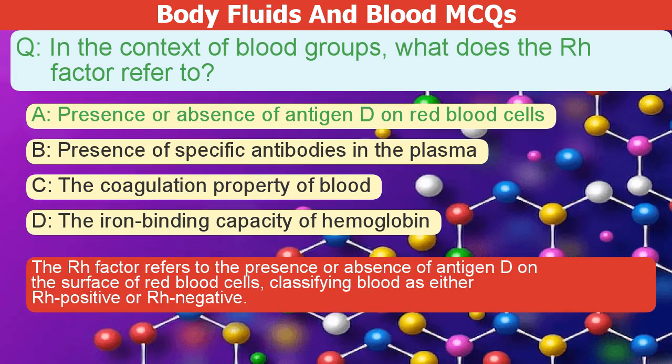The correct answer is A. The Rh factor refers to the presence or absence of antigen D on the surface of red blood cells, classifying blood as either Rh positive or Rh negative.